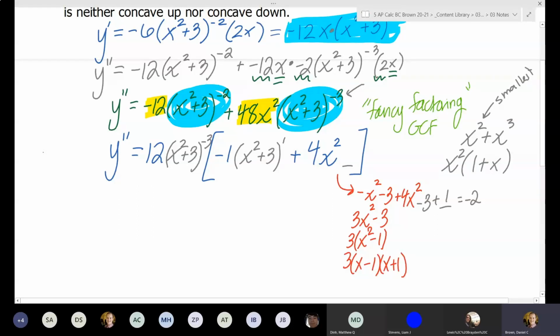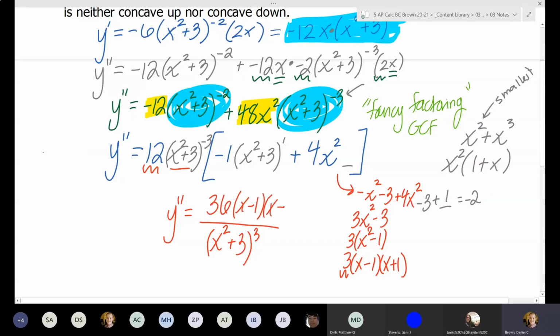And then I can pull all this together to find a nice, clean, simplified second derivative. So my second derivative is equal to, there is an x squared plus 3 to the third in the denominator. I have a 12 and a 3 in the numerator, so 36, and then the factors of x minus 1 and x plus 1.